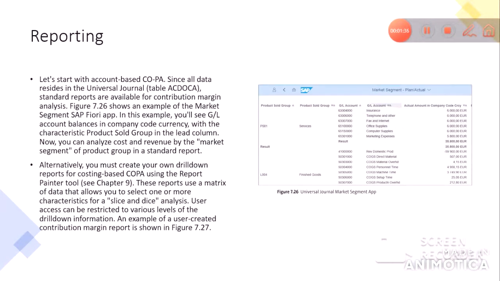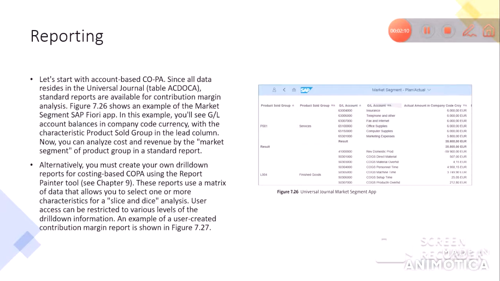Reporting. Let us start with account-based COPA. Since all data resides in the Universal Journal Table, standard reports are available for contribution margin analysis. So this figure shows an example of the market segment SAP Fiori app. In this example, you will see GL account balances in company code currency with the characteristic product sold group in the lead column. Now you can analyze cost and revenue by the market segment of product group in a standard report.